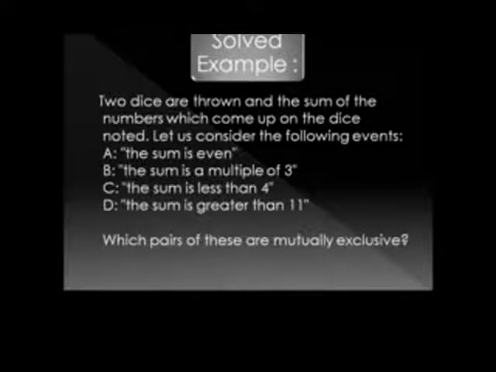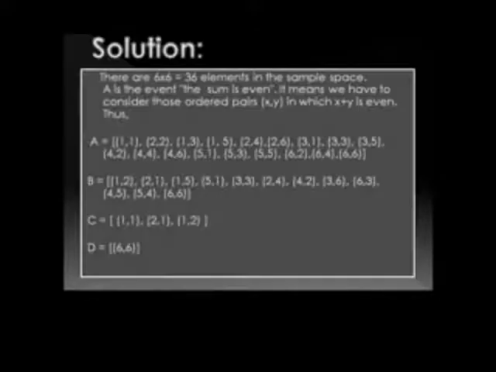So in this problem we have been given that two dice are thrown and the sum of the numbers which come up are noted. Then we have to consider the following events. A is the event that the sum is even, B is the event that the sum is a multiple of 3, C is the event that the sum is less than 4, and D is the event that the sum is greater than 11. Now we have to check which pairs are mutually exclusive events.